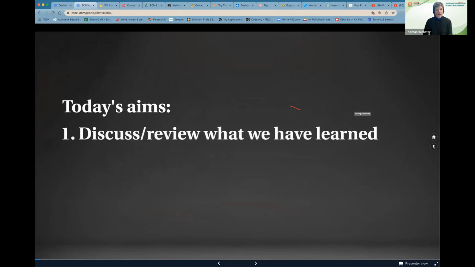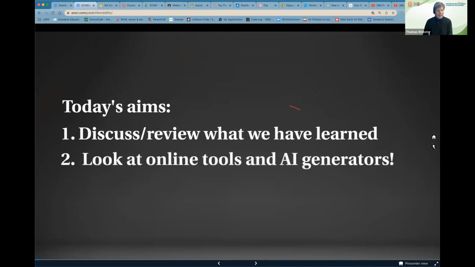Today's aims are, number one, that we want to discuss again and review what we've learned and talk about how it relates to the things that we've done. And I'm going to begin with a discussion based on what you responded to my 5 questions. And then, as I said, I'm going to go to the online tools and AI generators to finish. Okay, so those 2 main things are what we're going to do today.